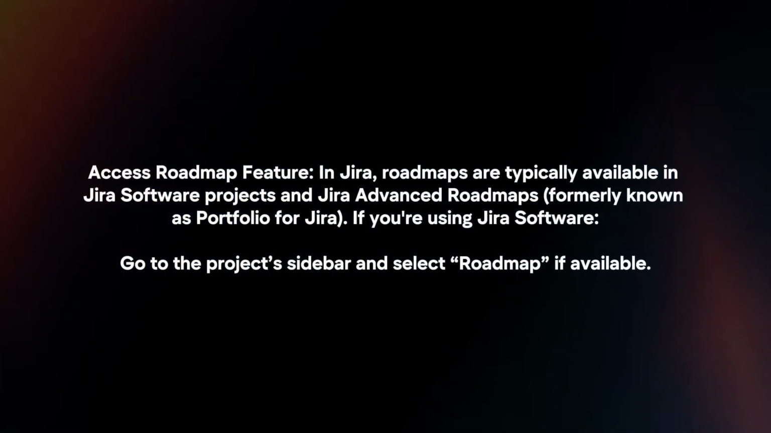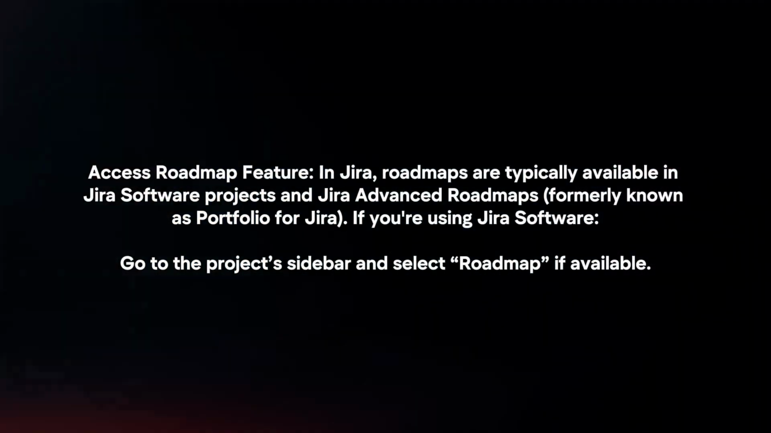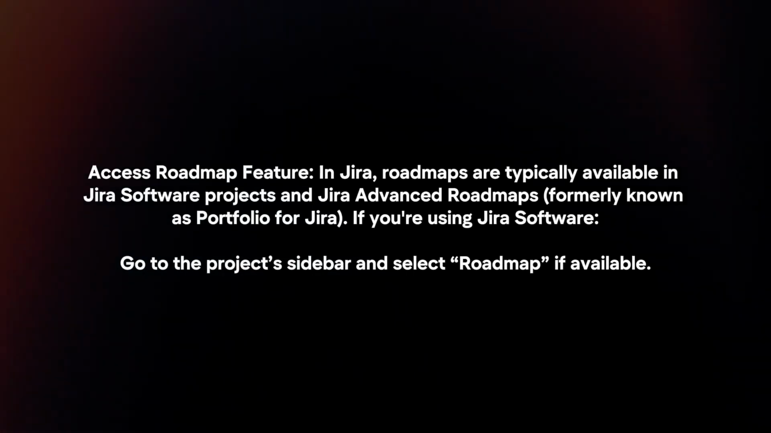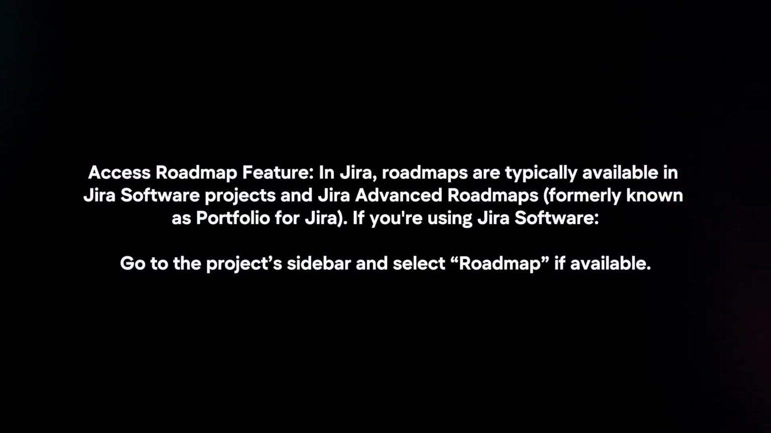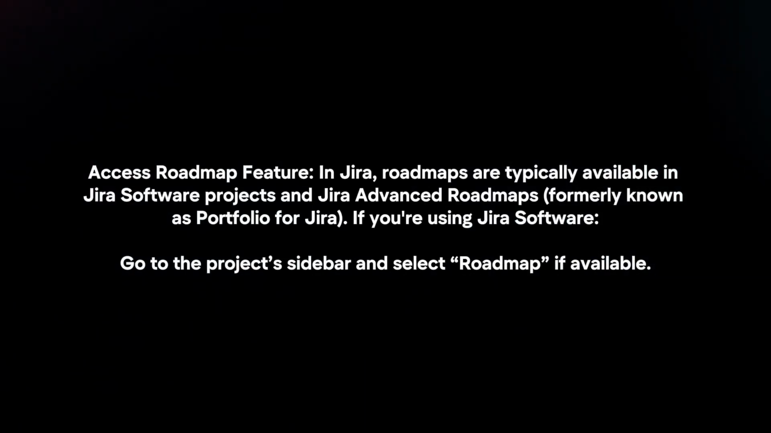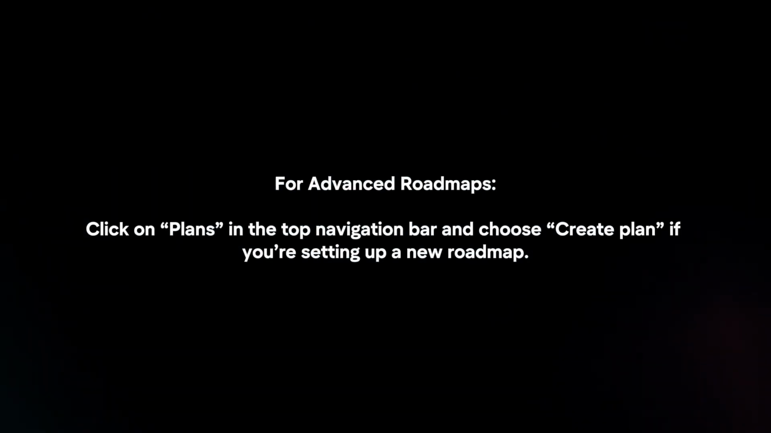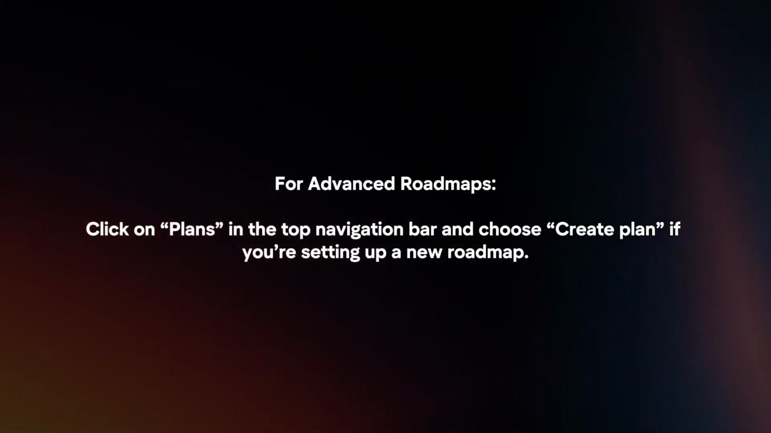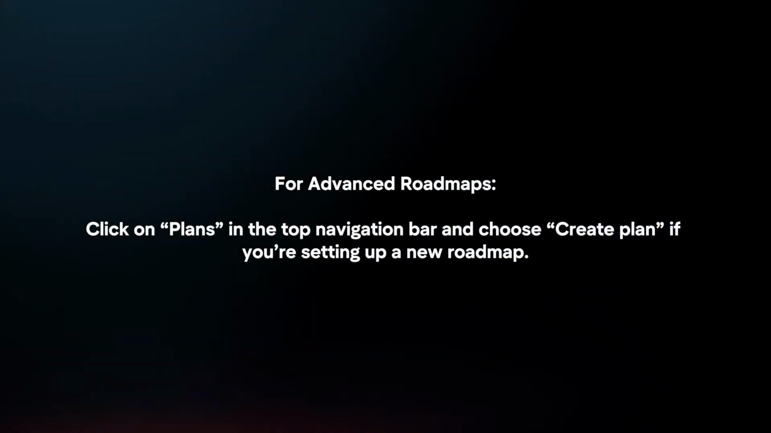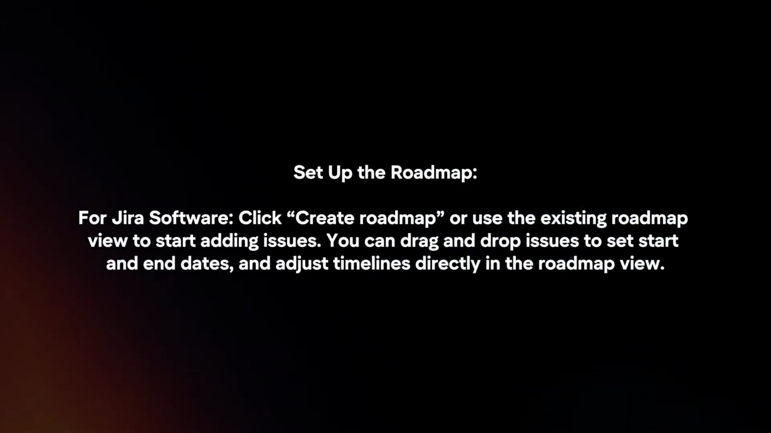Access Roadmap feature. In Jira, roadmaps are typically available in Jira Software projects and Jira Advanced Roadmaps. If you're using Jira Software, go to the project sidebar and select Roadmap if available. For advanced roadmaps, click on Plans in the top navigation bar and choose Create Plan if you're setting up a new roadmap.